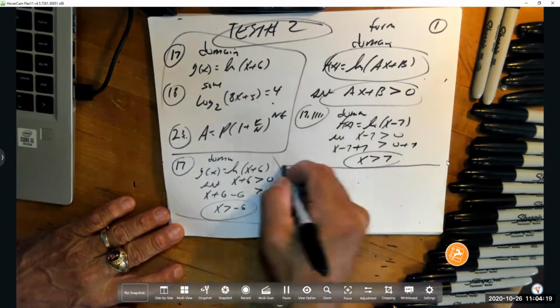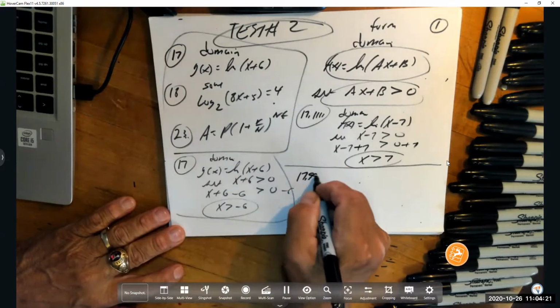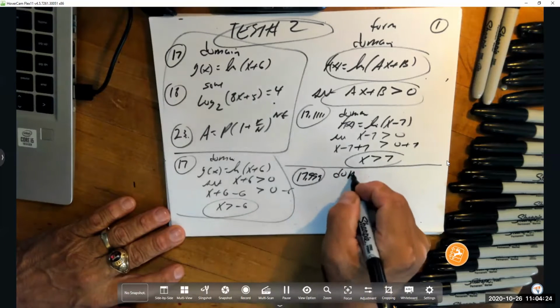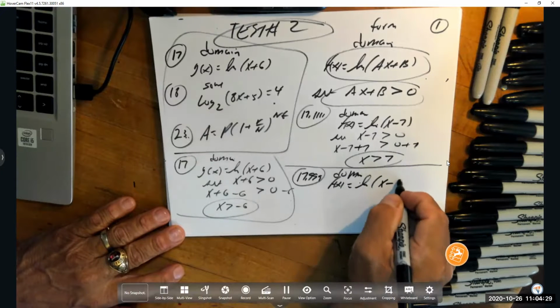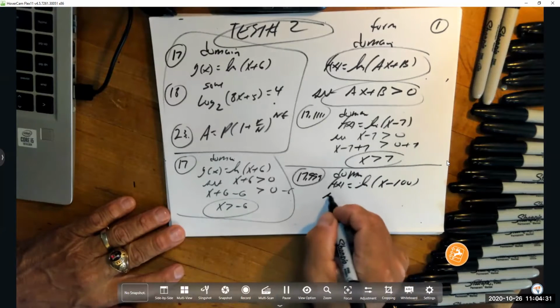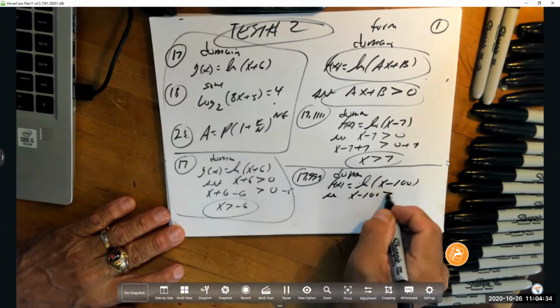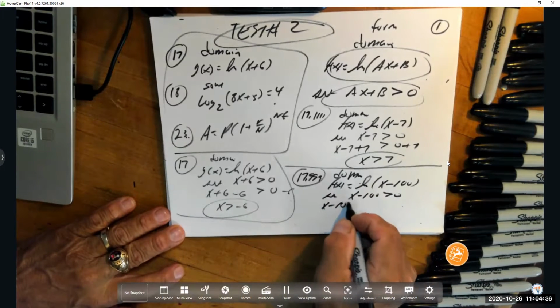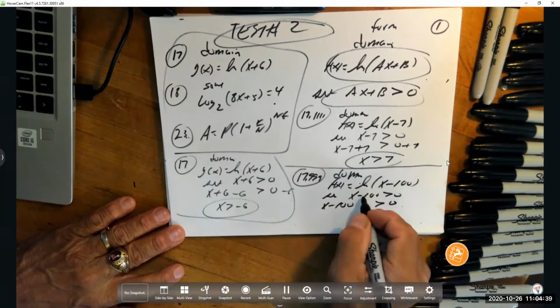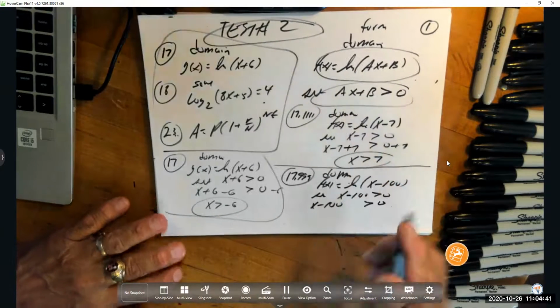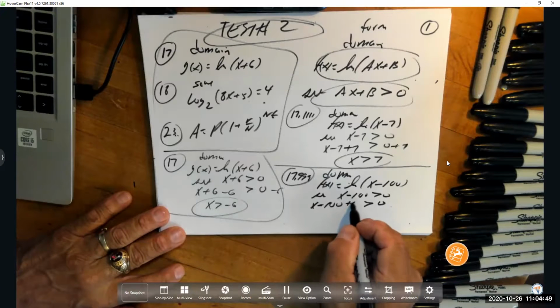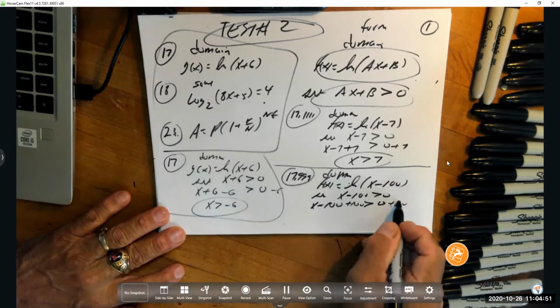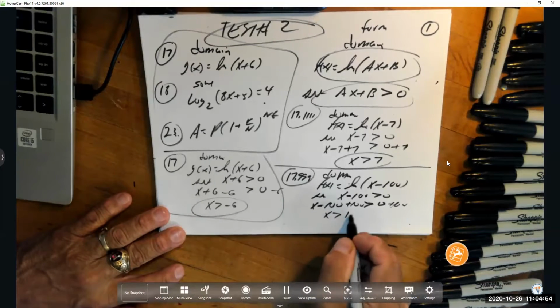Let's do it again one more time. 17.999. It's going to say find the domain. f of x equals ln(x minus 100). I'm putting a big number. So you set x minus 100 bigger than 0. So now, what do you add to both sides? Add 100. So x is bigger than 100.